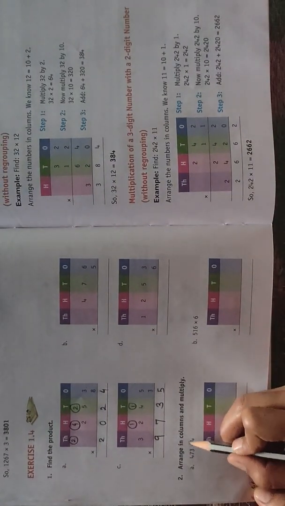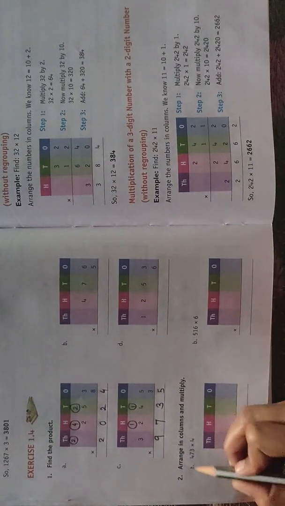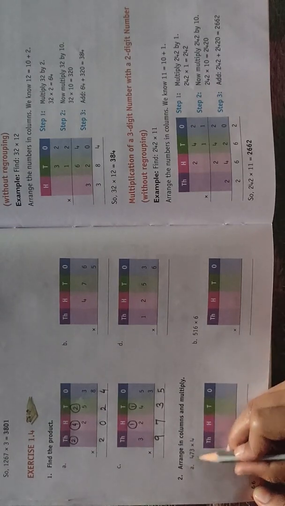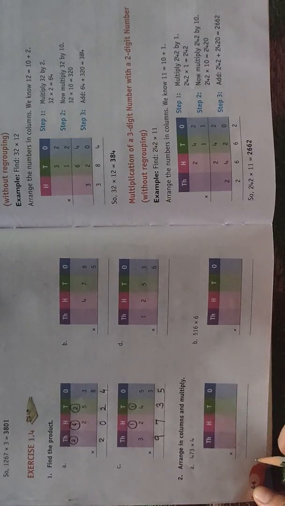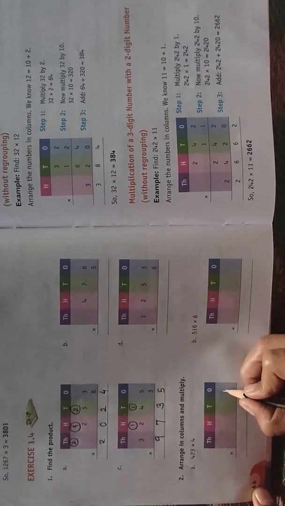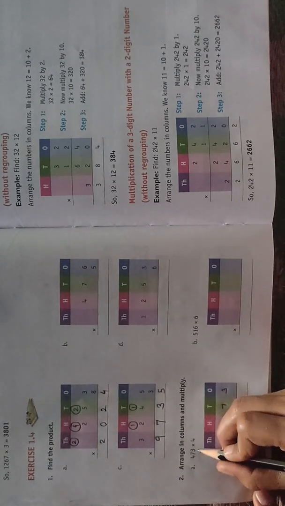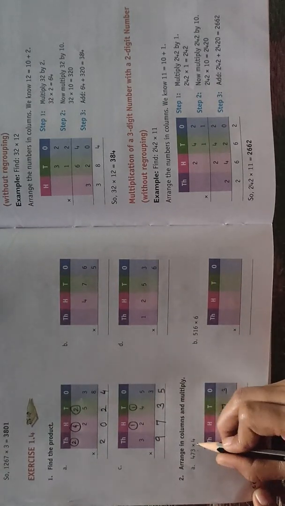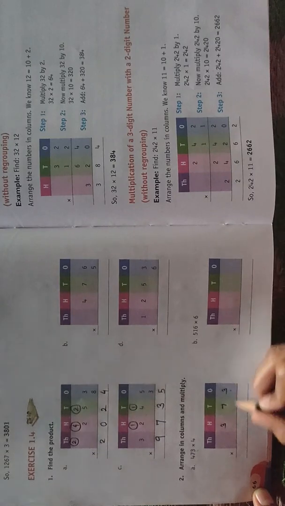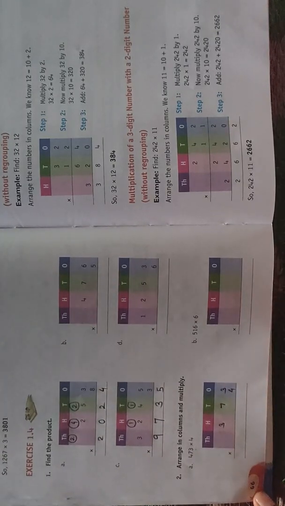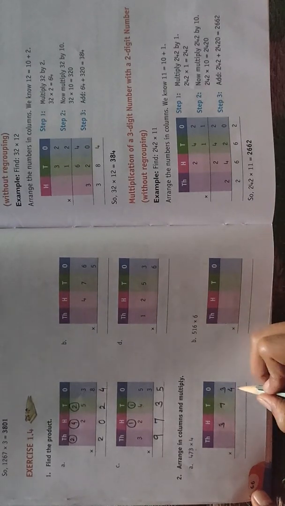Question number 2, arrange in column and multiply. So it's 473. First we need to arrange the given multiplication in columns. So 3 is in the 1s, 7 is in the 10s, 4 is... 3 is in the 100s, multiplied by 4. As 4 is a one-digit number, we will place 4 in the 1's column. Starting from the 1's column, we'll do the multiplication.